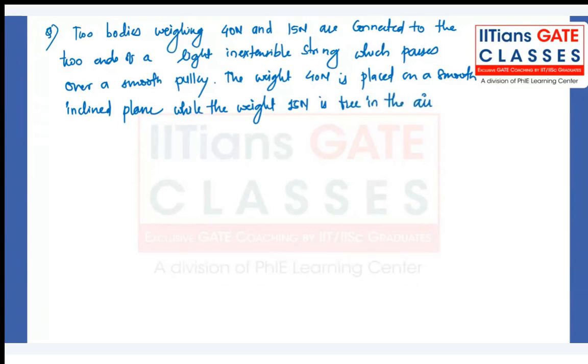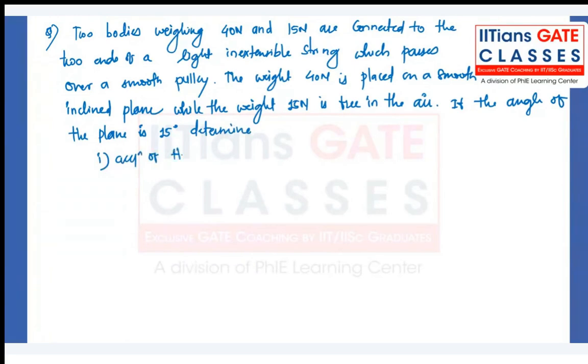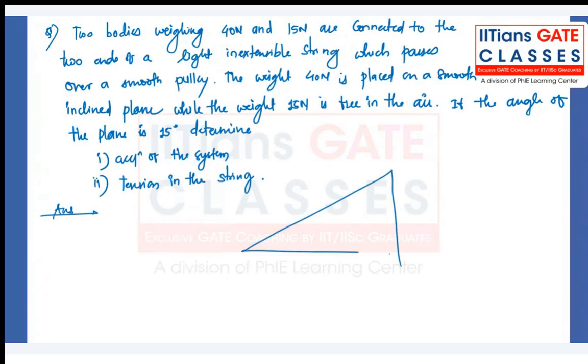If the angle of the plane is 15 degrees, determine the acceleration of the system and the tension in the string. Okay, solve this. So the first question is about the acceleration, the second is about the tension in the string.